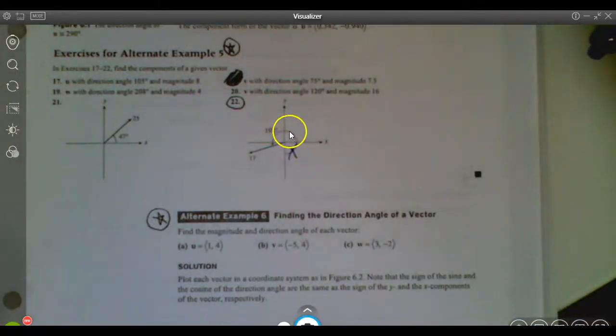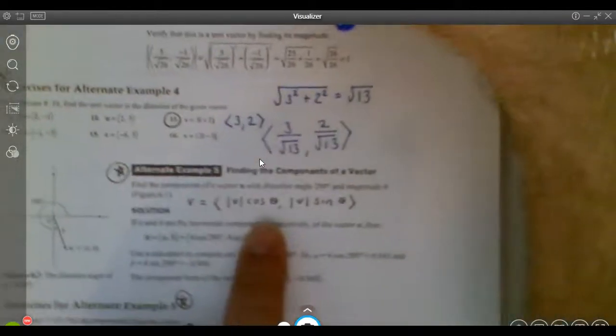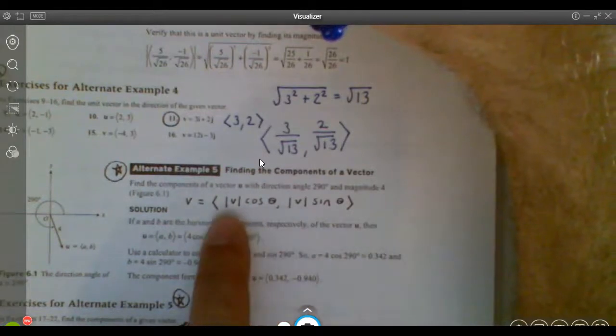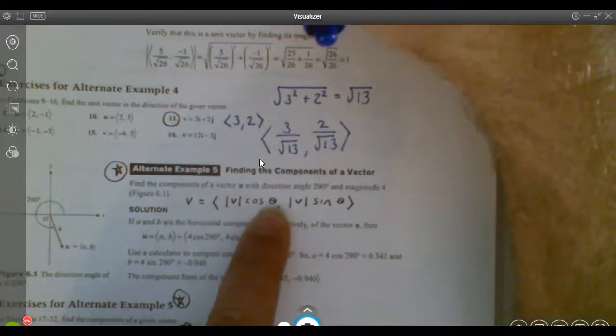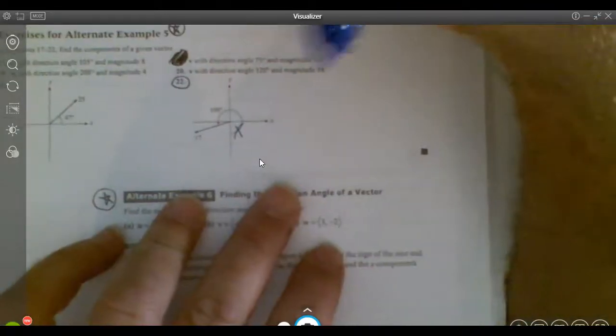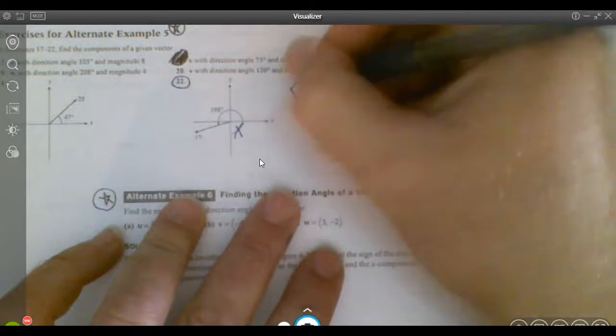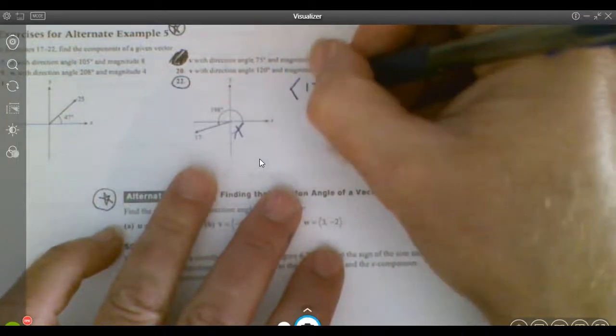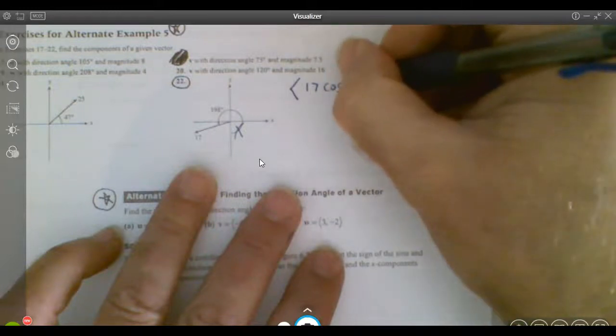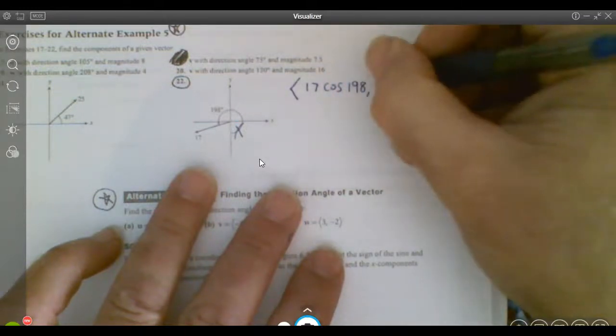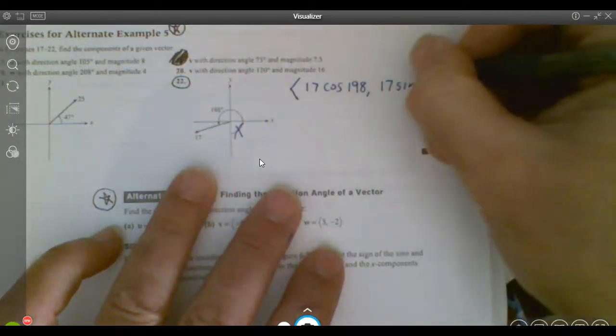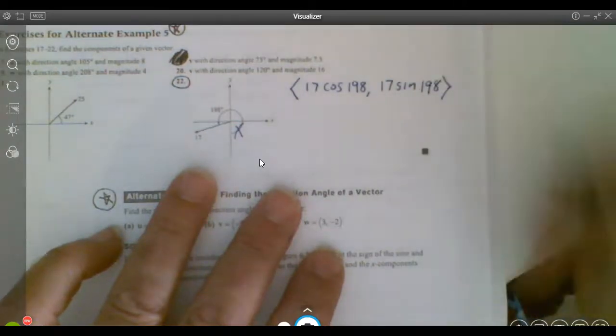So what they're telling me is my direction is 198 degrees. Based on this guy, my magnitude is 17. So I'm going to use, again, this idea right here to find my components. So my magnitude was 17. That's going to go here. And my angle was 198 degrees. That's going to go here. So as we set this one up, I got my magnitude times the cosine of the angle. And for the vertical component, magnitude times the sine of the angle. And so that's really the setup for it.